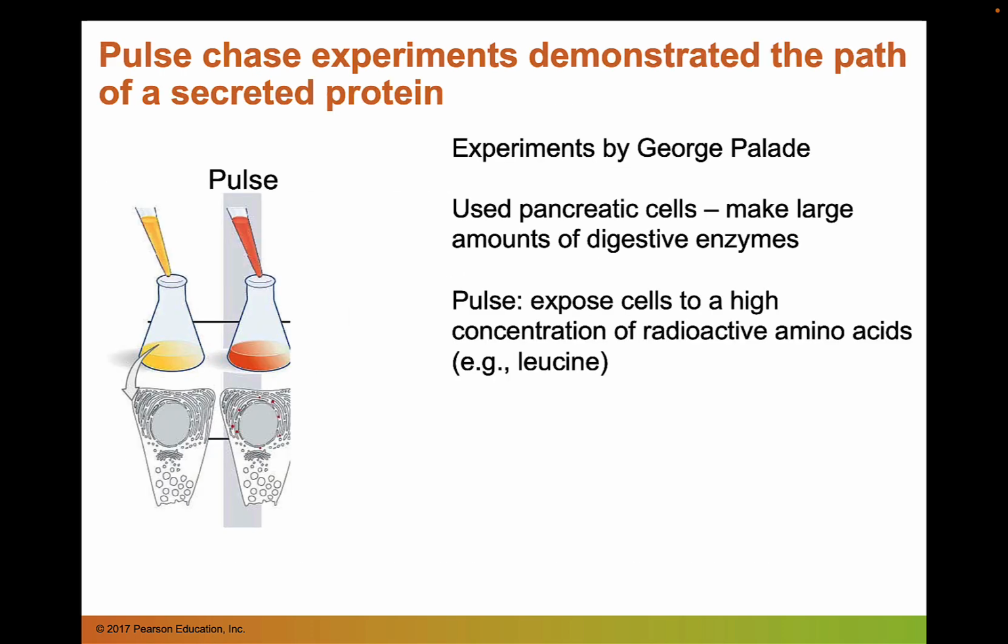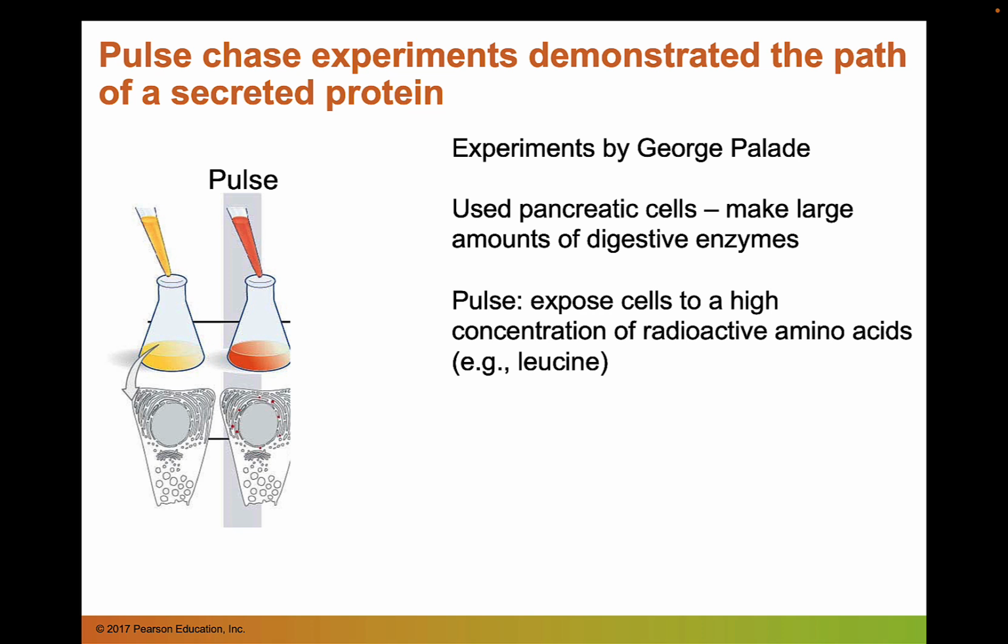So first, let's talk about the pulse chase experiments done by George Palade. And so in these experiments, he used pancreatic cells. And this was a pretty wise choice because these cells make large amounts of secreted digestive enzymes. So they had lots of ER, lots of Golgi, and they were constantly making protein. And so he did this pulse chase experiment. I'm going to explain a little bit about how this works.